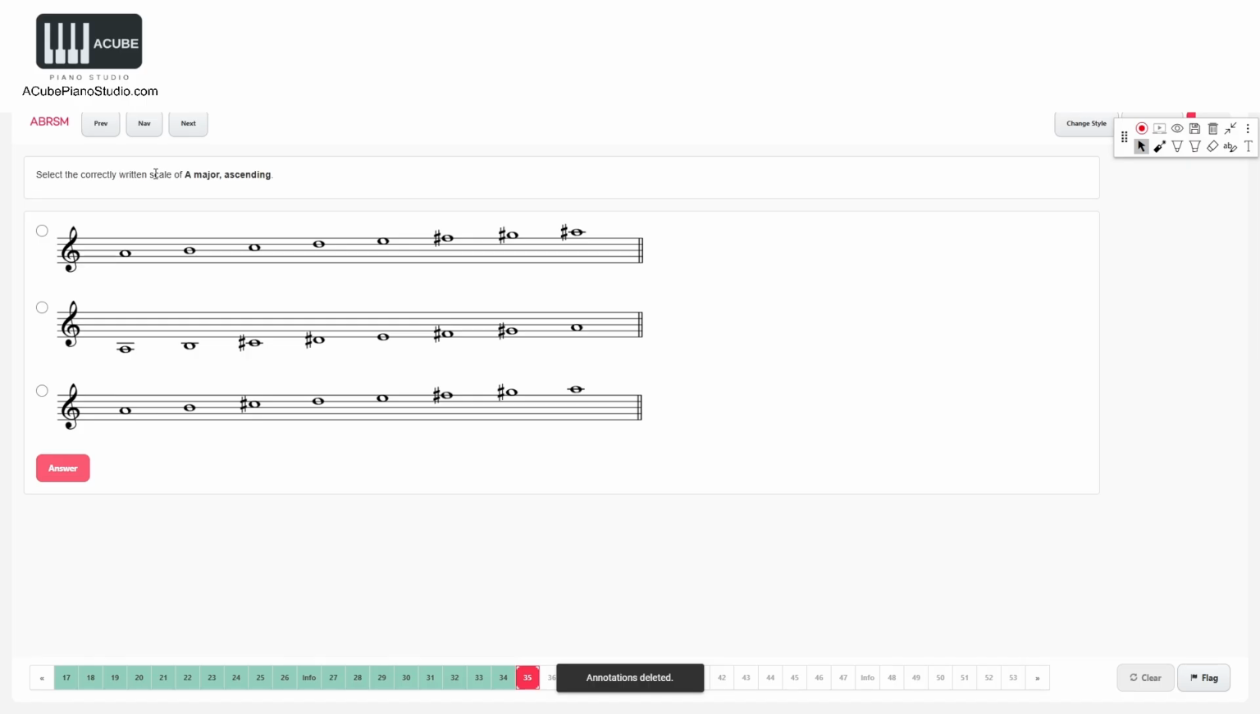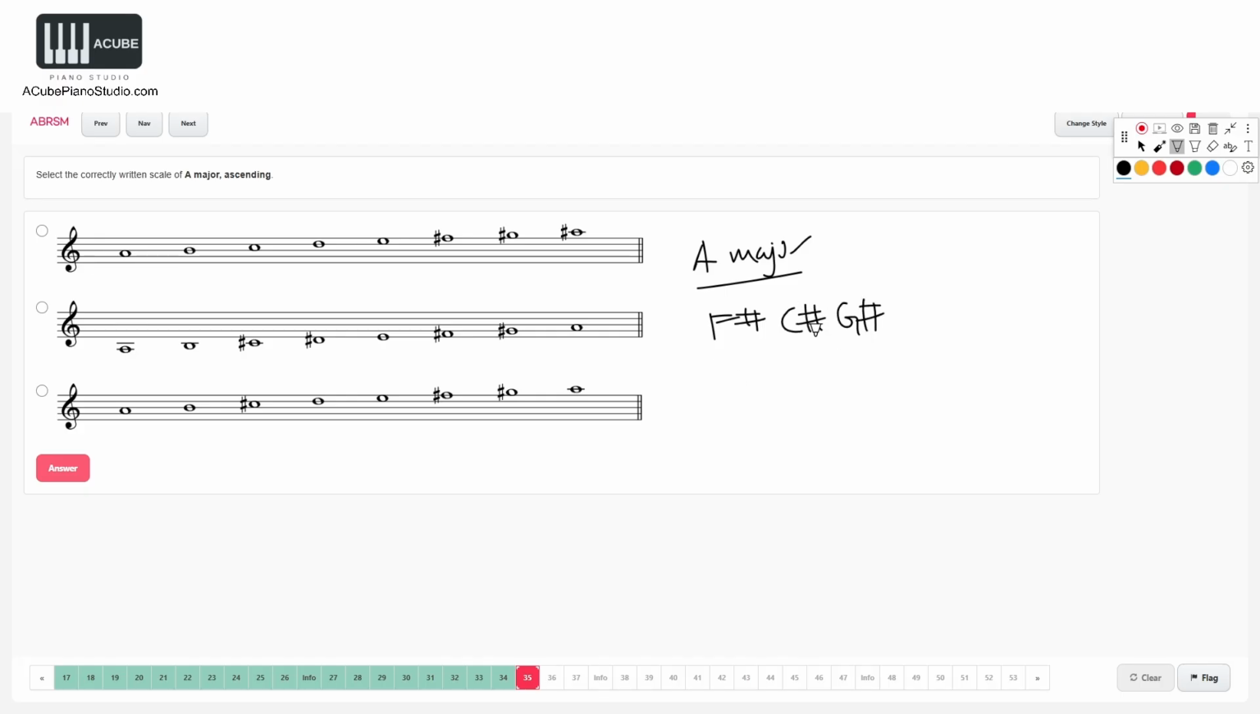Next, select the correctly written scale of A major ascending. So A major has what key signature? Well, it has F sharp, C sharp, and G sharp, right? So 3 sharps. Okay, so this is out already because there are 4 sharps. So now let's check, is this F? Yes, this is F. This is G. This is A. No, it doesn't have A sharp. So this is wrong. F sharp, C sharp, G sharp. This is correct. So the answer is this one here.